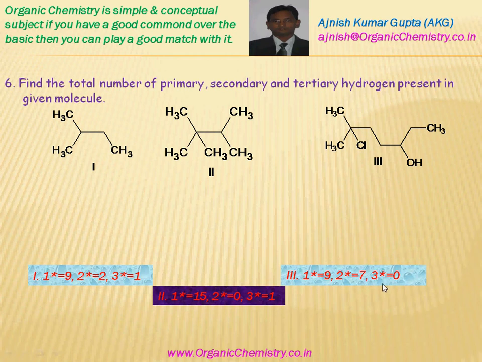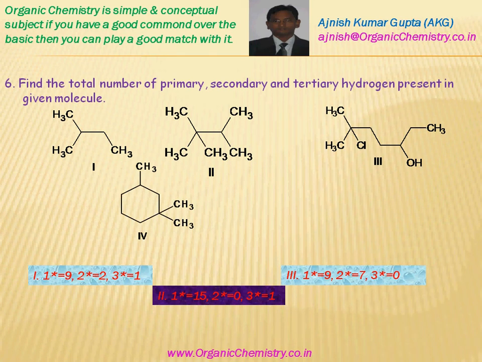So a molecule may have a tertiary carbon but no hydrogen, but a molecule may also have a tertiary carbon with 1 hydrogen. In case of hydrocarbons, primary carbon has 3 hydrogens, secondary has 2, while tertiary has 1 hydrogen. But in case of substituted molecules, primary carbon may have 3, 2, 1 or 0 hydrogen. Similarly, secondary carbon may have 2, 1 or 0. Tertiary may have 1 or 0 hydrogen.